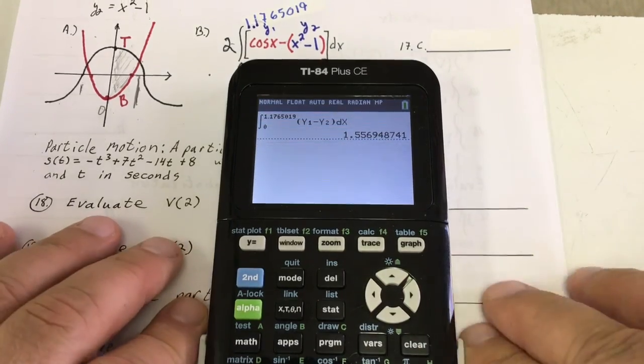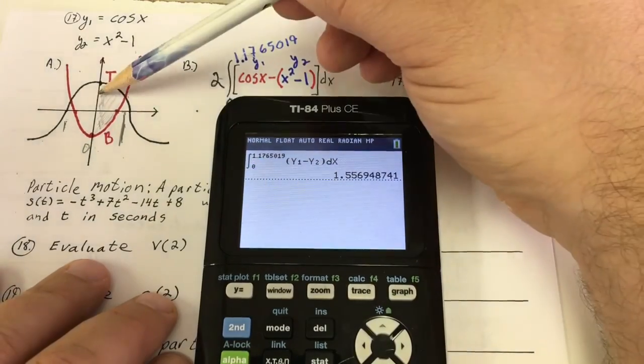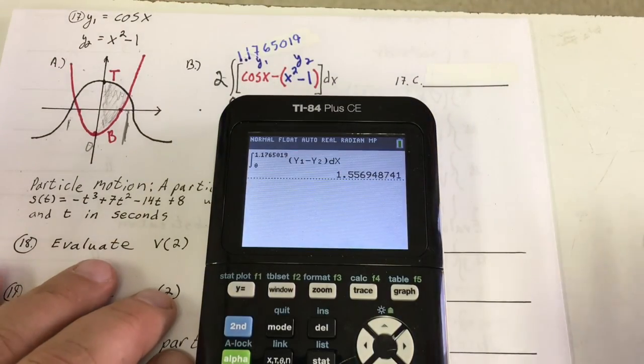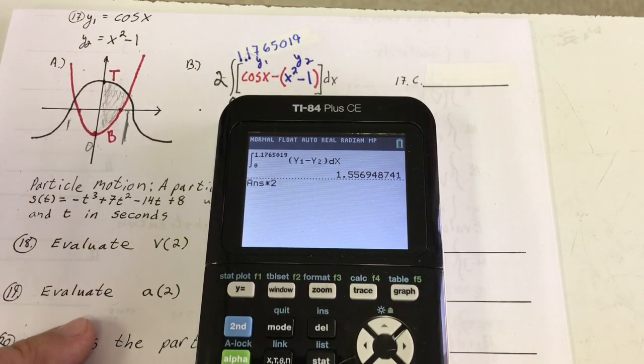Enter. Now, I have to multiply that by 2, because I'm only doing half the graph. Remember, it's symmetric. Both even functions are symmetric about the y-axis. So I'm going to take that answer and multiply it by 2. And there's my final answer.